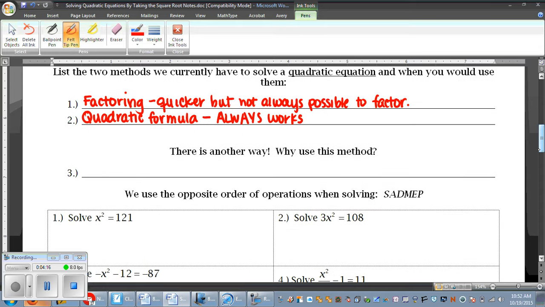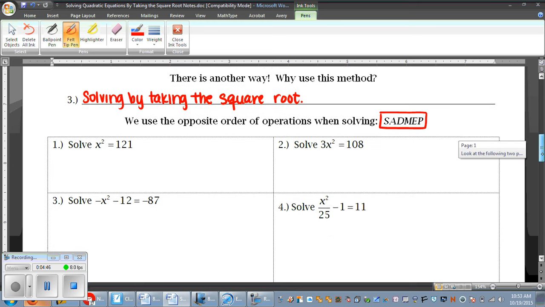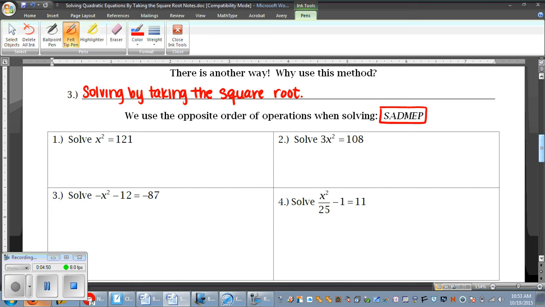But it's not always possible to factor. And so there is one other method that we can use, and this is what is related to the absolute value problems that we solved last chapter. We sometimes call this method SADMEP, or solving by taking square roots. If you look at the problems down at the bottom, they are still quadratic equations, but all of these are missing the linear term.